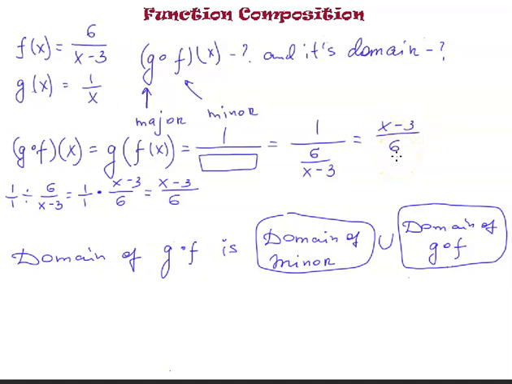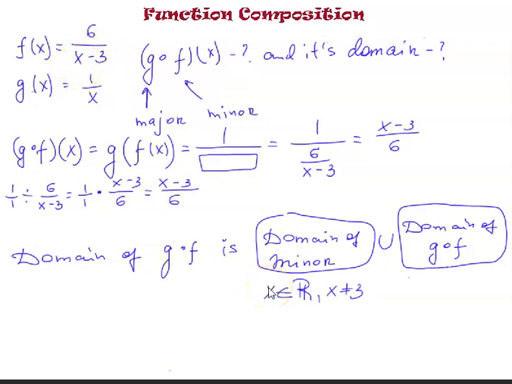Now I'm moving to the domain of the function composition g and f. So the domain is a union of two domains: the domain of the minor function and the domain of the new function composition of g and f. So what is the domain of the minor function? My minor function is f of x, and the only restriction on the domain will be the fact that the function is a fraction and the denominator of a fraction cannot turn into 0, meaning x cannot be 3.